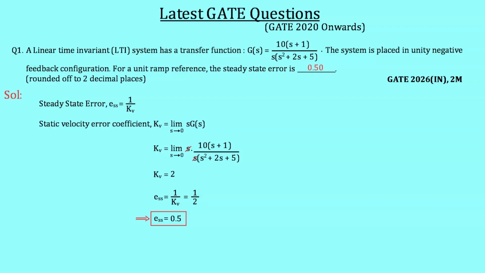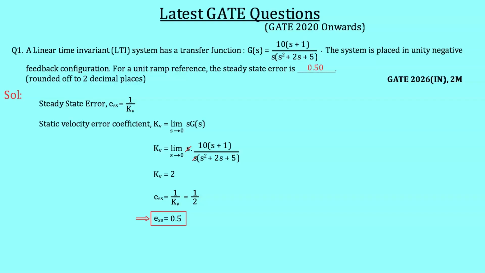Now let's check out the solutions quickly. The language of the first question is a little bit tricky, but still the question is quite simple. The system with the provided transfer function is placed in a unity negative feedback, so that the transfer function becomes the feed forward transfer function of the newly arranged system.